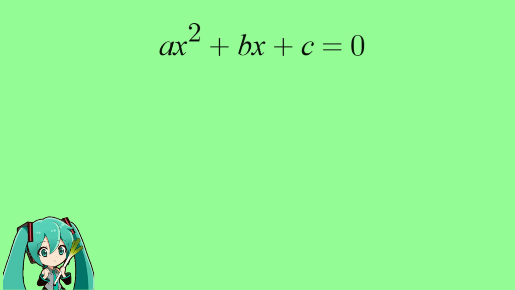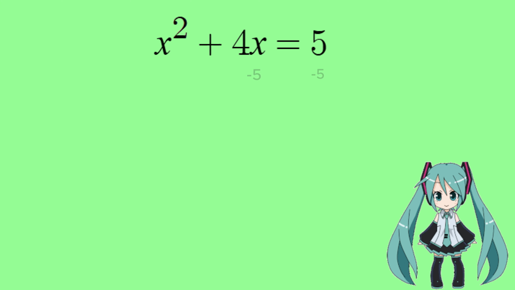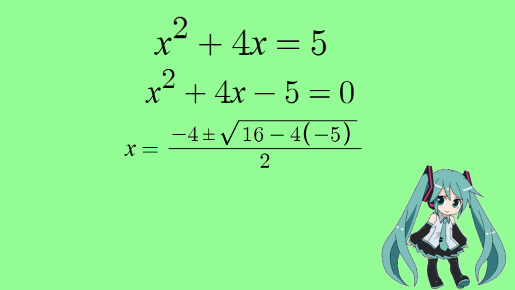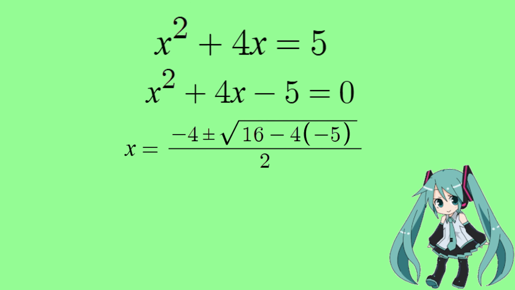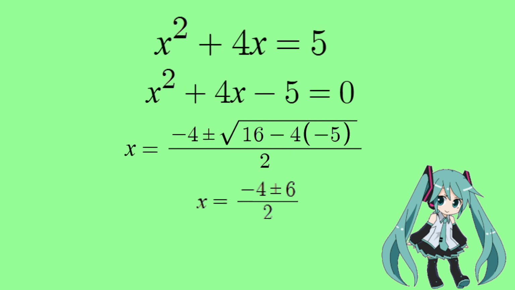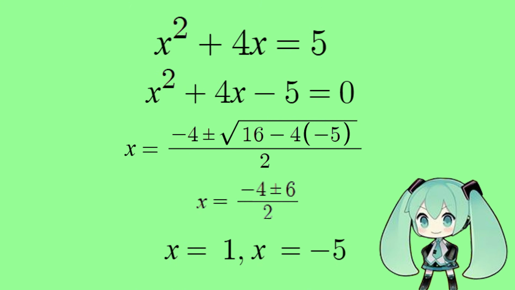Let's look at an example of a quadratic equation with two real roots and a quadratic equation with no real roots. The first quadratic equation with two real roots is x squared plus 4x is equal to 5. We will first subtract 5 from both sides and then solve this using the quadratic formula. This will give us x equals -4 plus or minus the square root of 16 minus 4 times -5, all over 2. This can be simplified to x equals -4 plus or minus 6, all over 2. Therefore, the two solutions are x equals 1 and x equals -5. So we see this quadratic has two real roots.